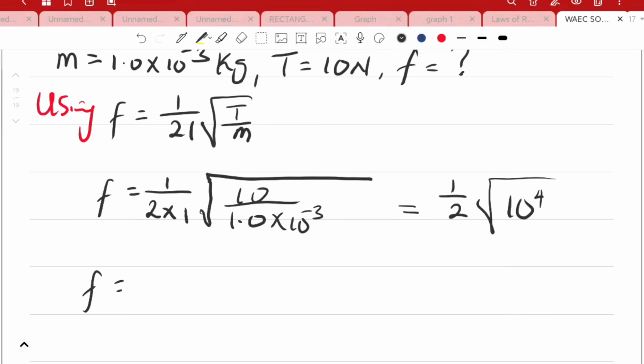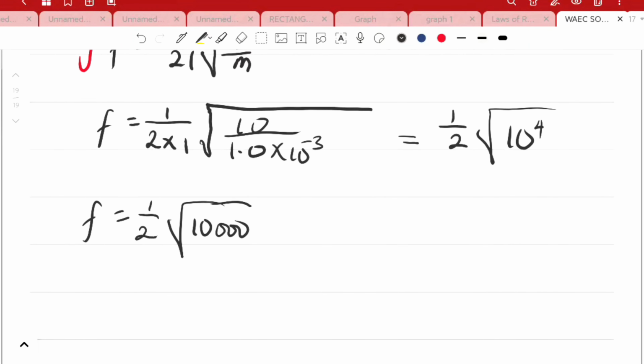Are you here? So that F is equal to 1 all over 2 multiplied by the square root of 10 raised by 4 will give you 10,000. The square root of 10,000 is 100. So 100 times 1 is 100 divided by 2, and it will give you 50 hertz. I hope you are following. So this becomes our frequency, 50 hertz.